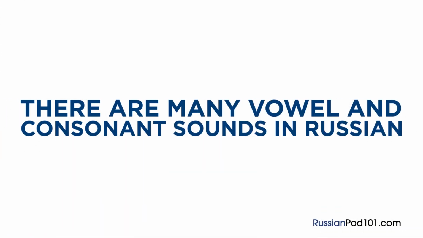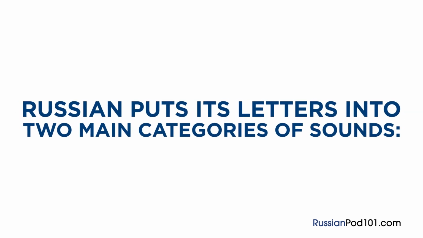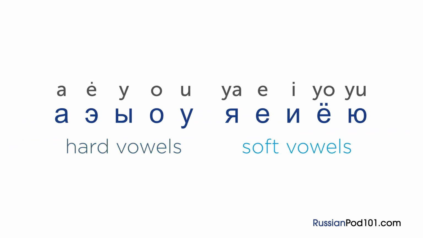There are many vowel and consonant sounds in Russian. Luckily, Russian puts its letters into 2 main categories of sounds, hard and soft. There are a total of 10 vowels in Russian, and they're divided equally. There are 5 hard vowels which are a little similar to English: А, Э, Ы, О, У. And 5 soft vowels. These are vowels that have an added glide or Y-like quality, making them sound softer: Я, Е, И, Ё, Ю.